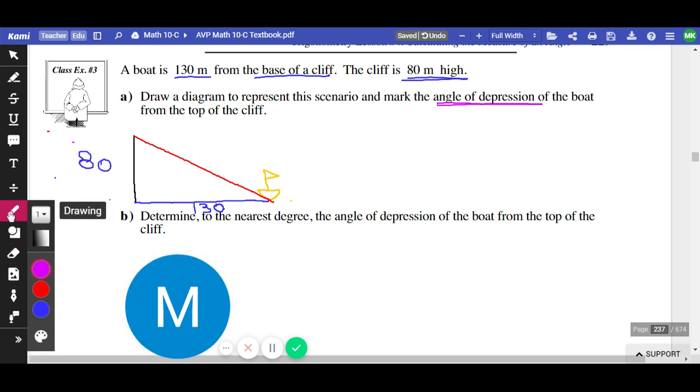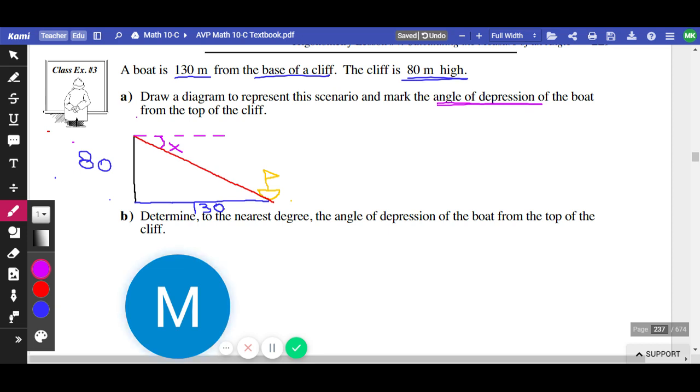In this case, we don't have a horizontal line at the top of the cliff for the angle of depression, so we invent an invisible one. And we look for that angle right there. That would be the angle of depression from the cliff downwards to the boat. It's just not a part of our triangle. That's why it screws people up sometimes. Just remember, horizontal line, and you'll be good.